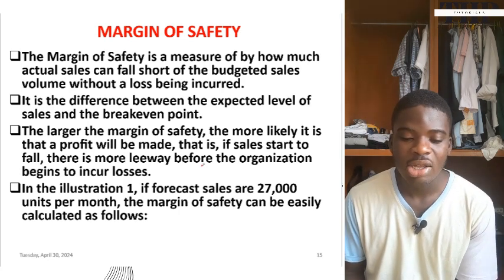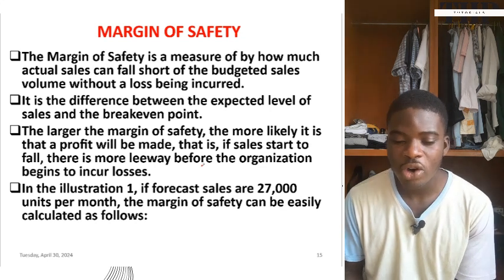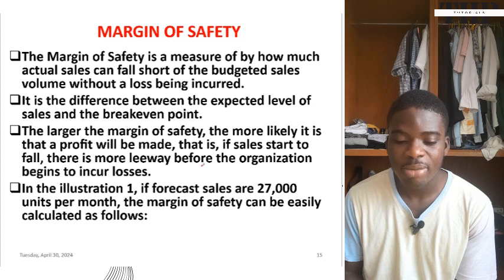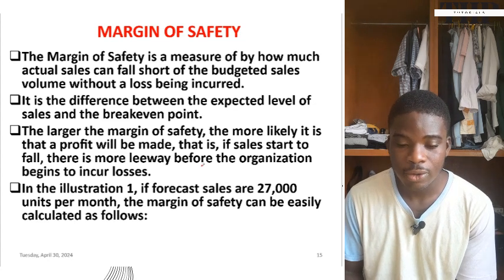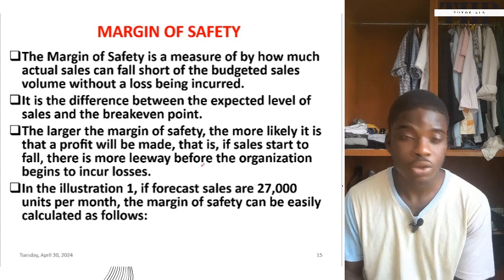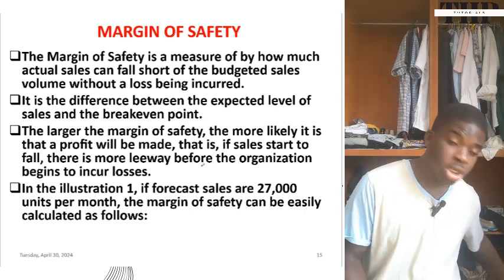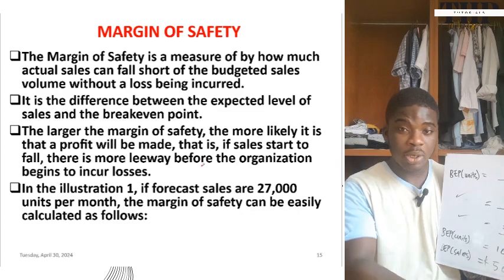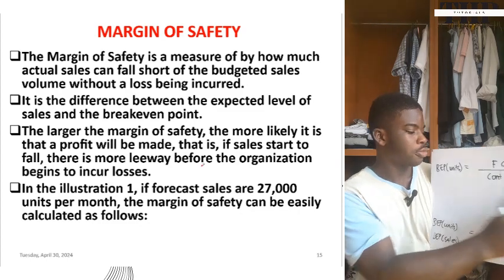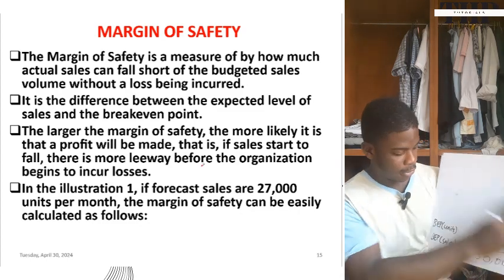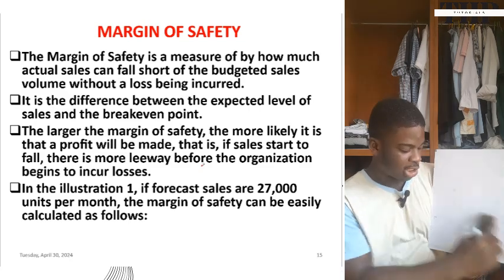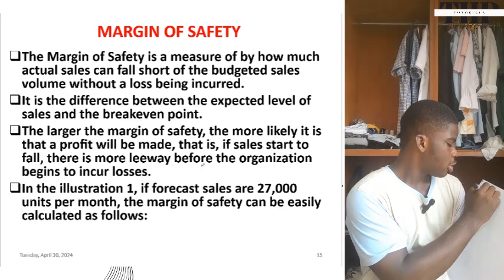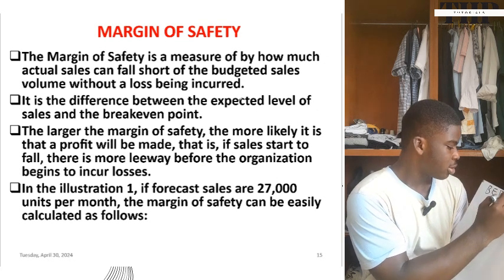Now, in the illustration one, if forecast sales are 7,000 units per month, the margin of safety can be easily calculated as follows. I won't go there. So the example that I gave you, that's the one that I'll be using. All right. So this BEP was 1,000 units.